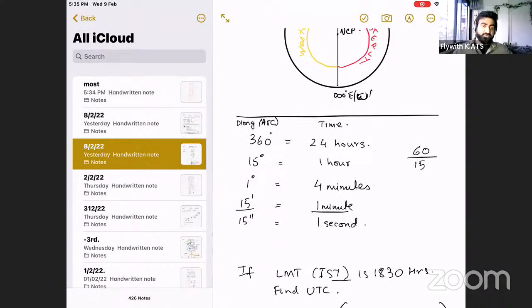Check this on the screen, students. 15 minutes of arc gives me 1 minute of time. So my 12 minutes of arc I have to divide by 15. Only then probably I'm going to get my answer. So 12 divided by 15, I get 0.8. Now, what do I do of 0.8 then, students?